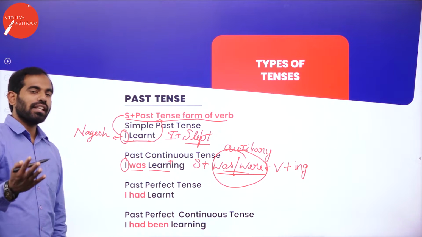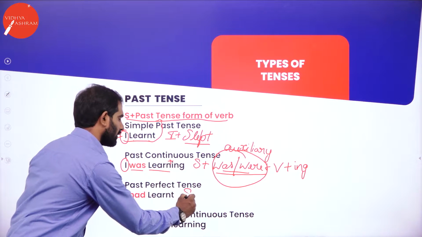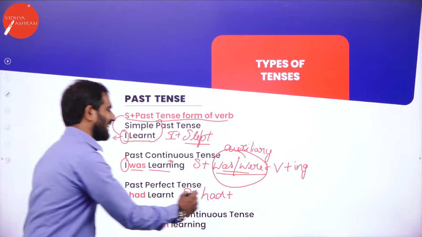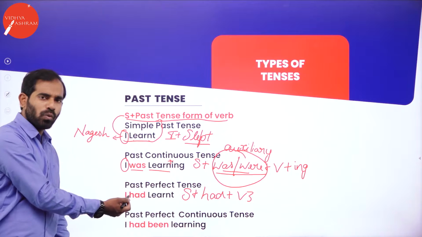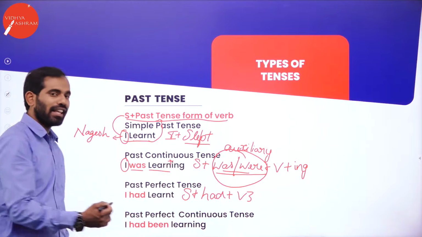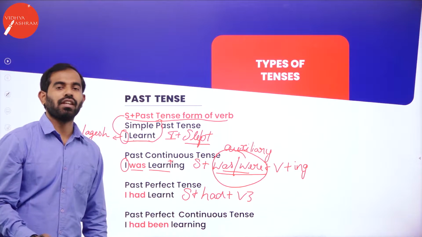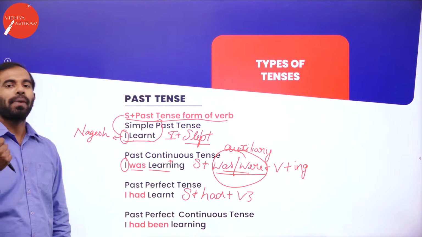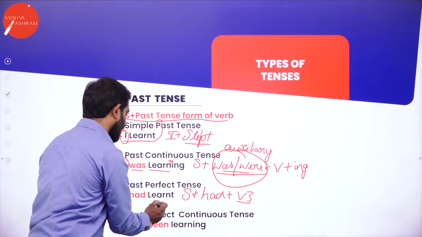Under the past tense, let us move on to the third subtense, past perfect tense. Now subject plus had plus V3, we call it V3. I had learnt. I have taken the same verb here, and if you observe, only the auxiliary verbs play a key role in tenses. I had learnt. Plus V3. What is this V3? First form of verb is learn, second form is past tense, third form is past participle. If you see past participle, I had learnt.